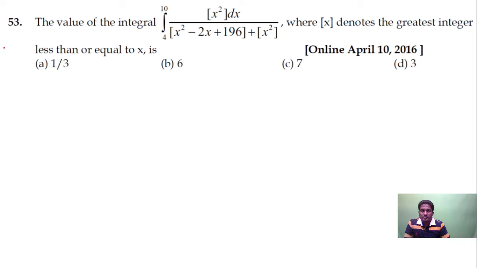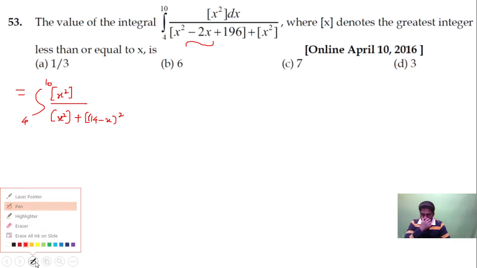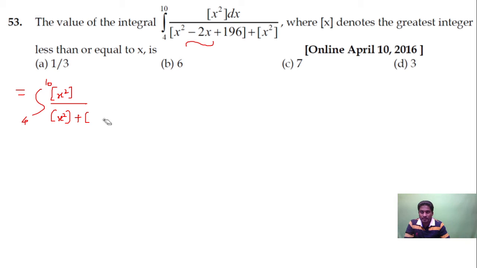This we have done. This is equal to integration of 4 to 10 of f(x) square, divided by, again this is equal to f(x) square plus this can be written as 14 minus x the whole square. Use a minus b the whole square, you get back the same thing. So this is 14 minus x the whole square, and then dx.